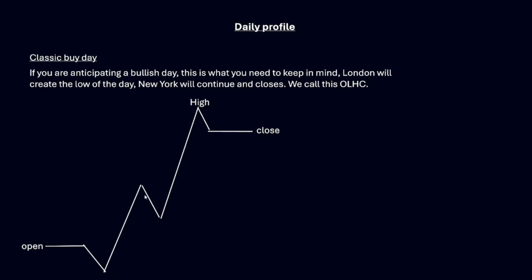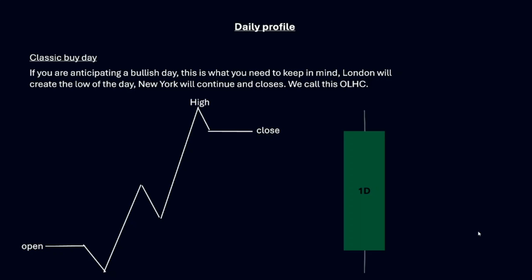So the retracement back to the London range, then you're looking for a trend continuation during the New York section to create the high and the closing price, which will form a complete daily candle, a daily up close candle. So open, low, high, close. Now let's go to the chart.